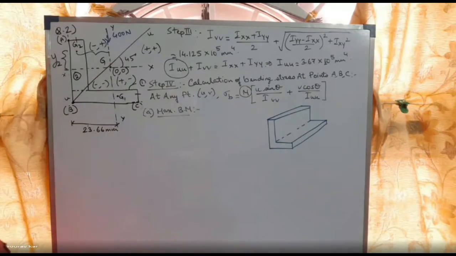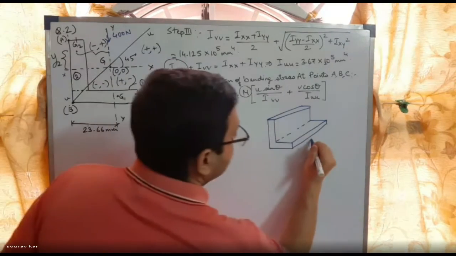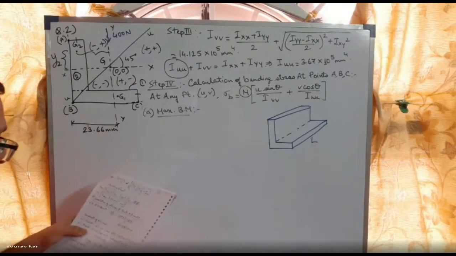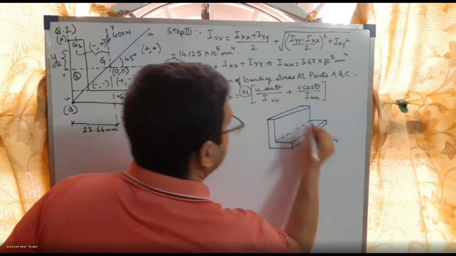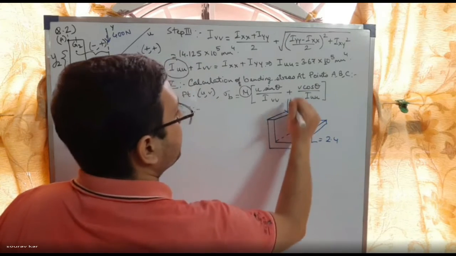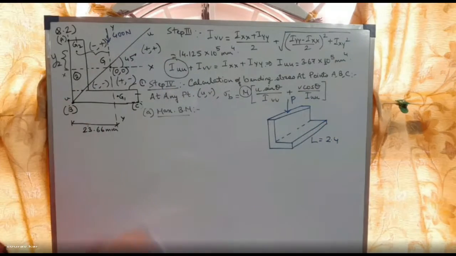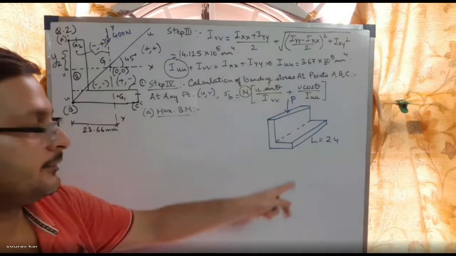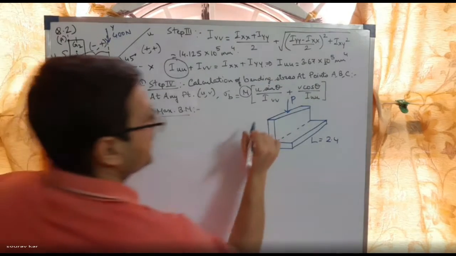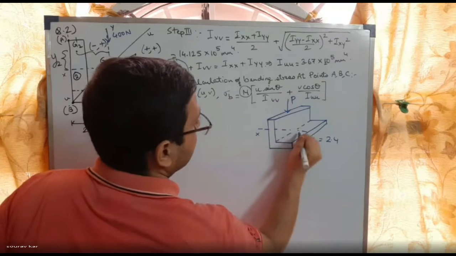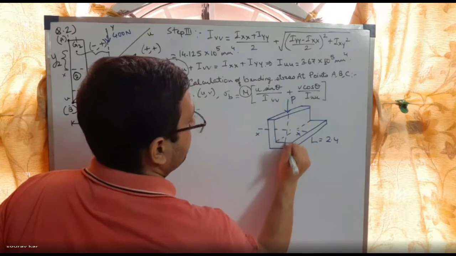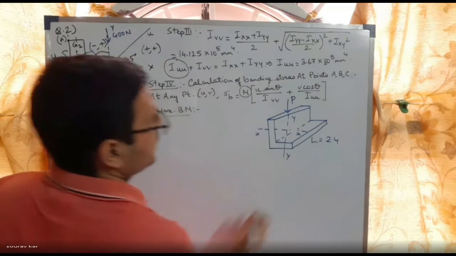So this is the beam, the total beam, and this is the length. The length is how much? The length is 2.4 meter, and the load is coming like this. So this is the x axis, and this is y.